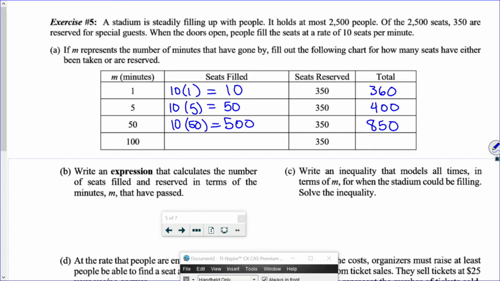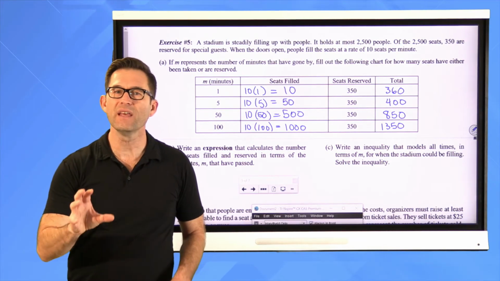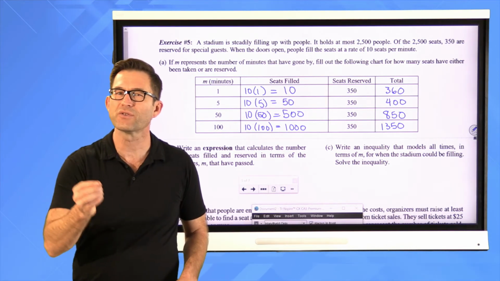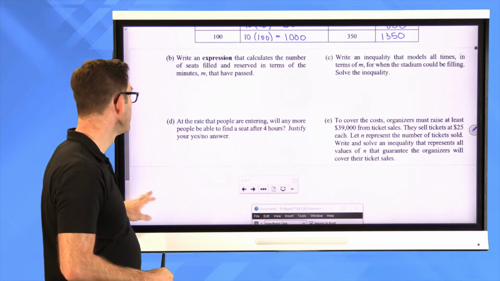After 100 minutes, I've got 10 people per minute, times 100 minutes gives me 1,000 people. 1,000 plus 350 is 1,350. All right. What I'm doing in letter A is I'm just getting a feel for the problem, right? I'm just trying to understand how the inequality might work out in this problem.